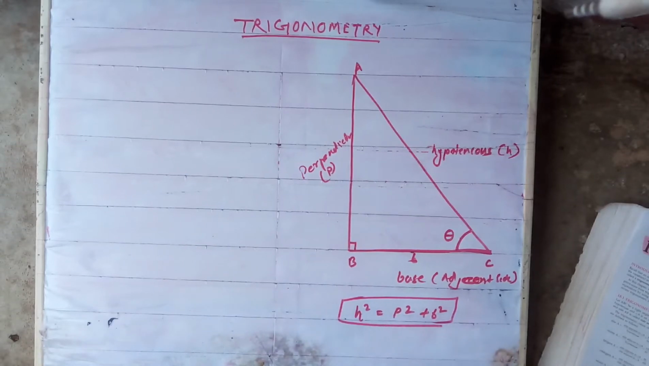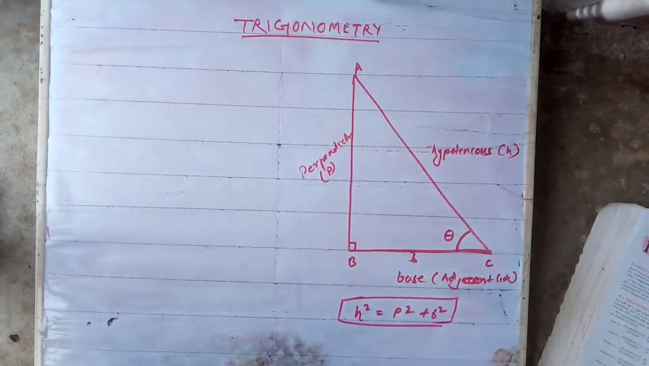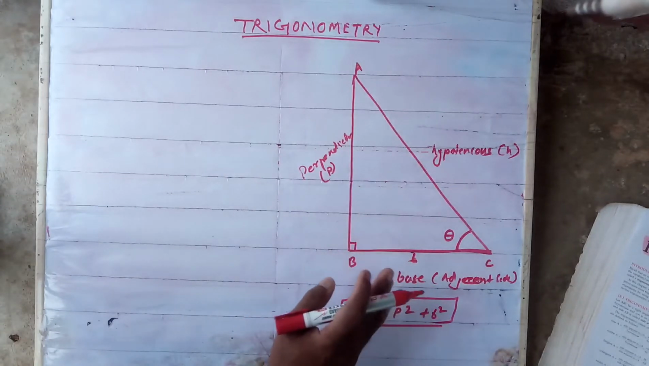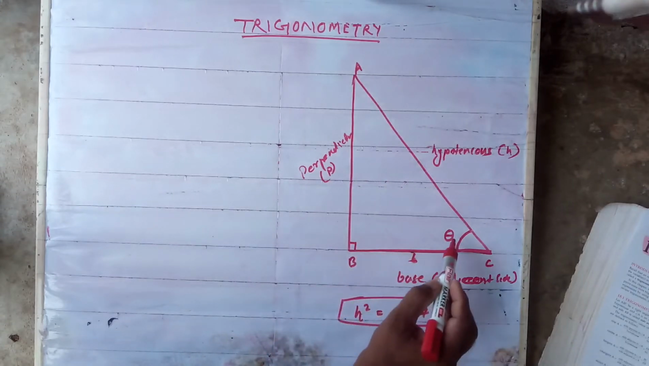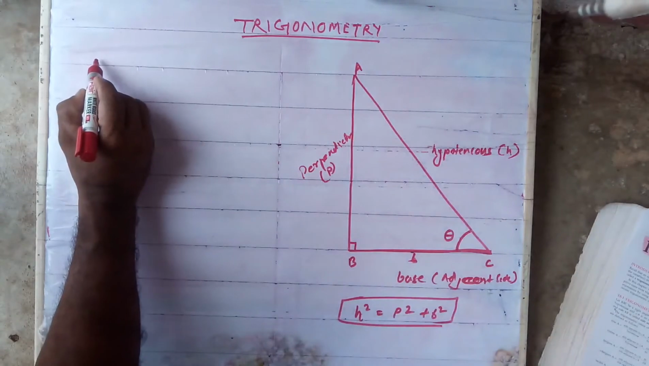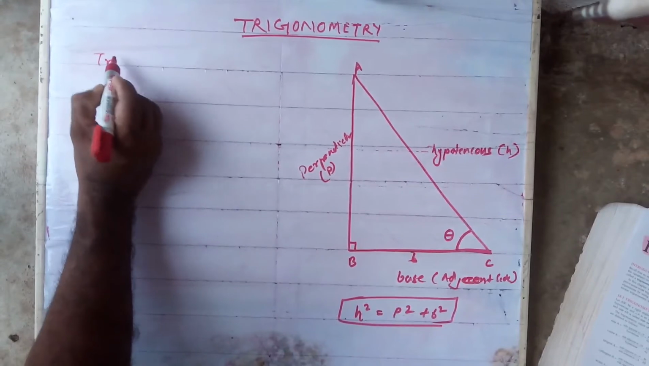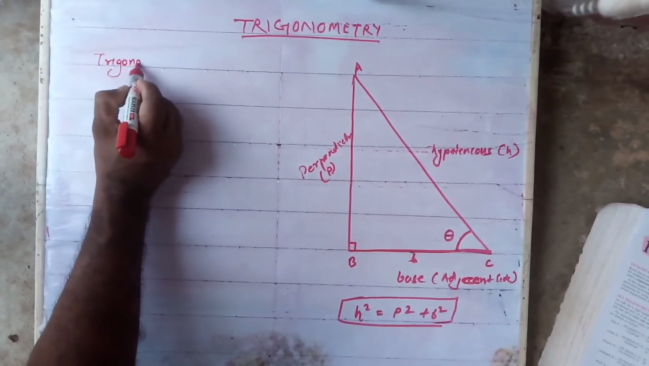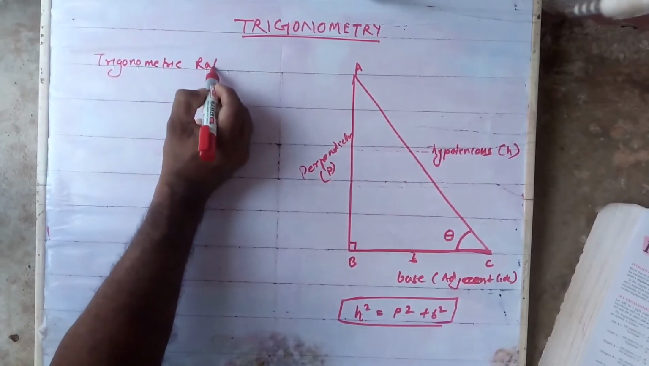Now come to trigonometry. Here we are going to create the relation between the angles and sides of a right angle triangle. So these two are acute angles. First is the trigonometric ratios.